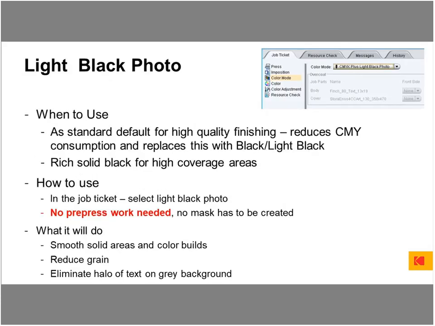The next slide is more like a job ticket selection. This is how to use it. You basically go in and look at the color mode. You can select the CMYK plus LightBlack photo. In this way, no pre-press work is needed. The mask is created for you. There's no mask actually. You manage the color as if it's a regular 4-color job. RGB you can manage any way you want.